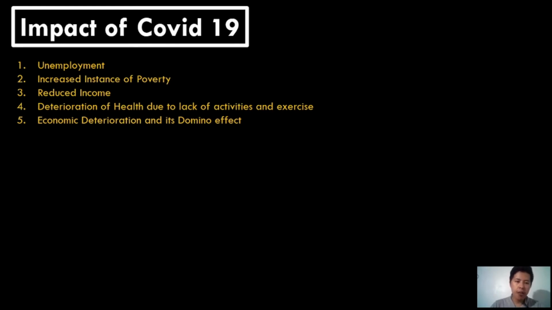And because there is unemployment, there is also reduced income on a corporate level and reduced income on an individual level. There is also deterioration of health due to lack of activity and exercise. Many of the people who have been staying at home for almost one year now, or probably around eight months already, are not engaged in any kind of activity, and so many of them are developing kidney disease or at some point hypertension, because they're probably eating so much.